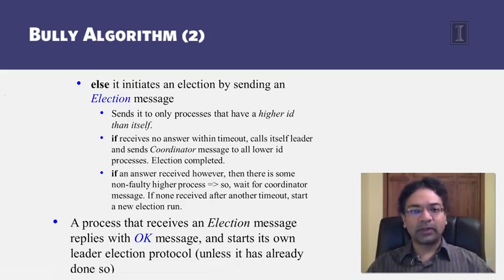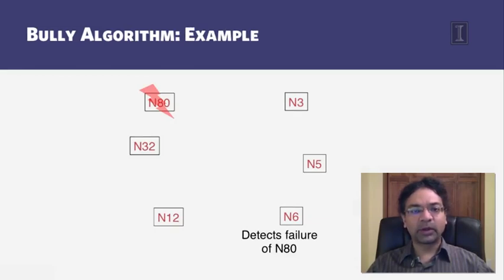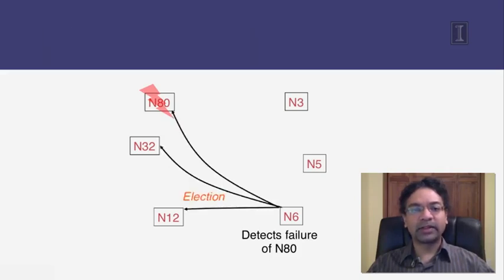So let's see an example of this. Again, we have a system of 6 processes. N80 was the old leader, it crashed, and say N6 is the lucky one in the group who has detected the failure of N80. It realizes that it is not the next highest ID process in the group, and so it needs to send an election message to all the processes that have higher ID than itself, which are essentially N80, the failed process. Yes, it does send a message to the failed process as well. It sends an election message to N32 and also to N12.